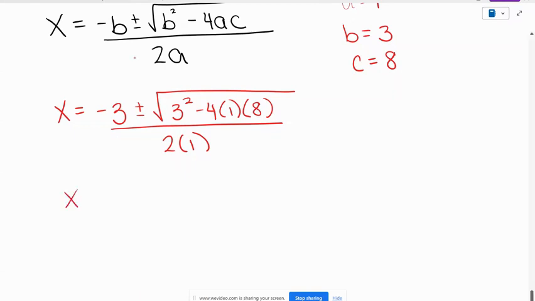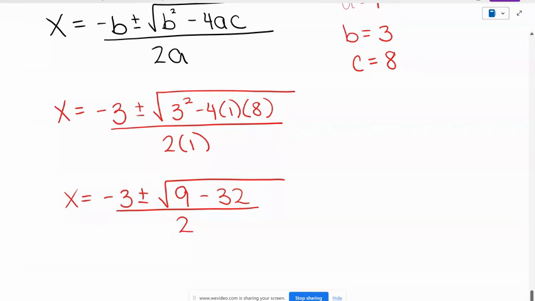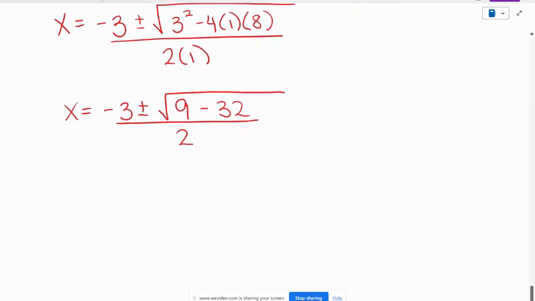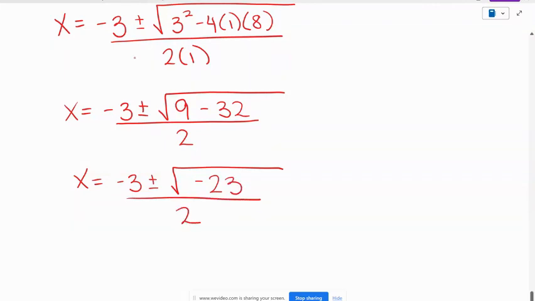Okay, now we simplify. x is equal to negative 3 plus or minus the square root of 9 minus 32, all over 2. I just multiplied underneath my radical. So now we're going to have x is equal to negative 3 plus or minus the root of 9 minus 32, which is a negative 23. You are not allowed to have a negative underneath the radical. So how do we fix this?